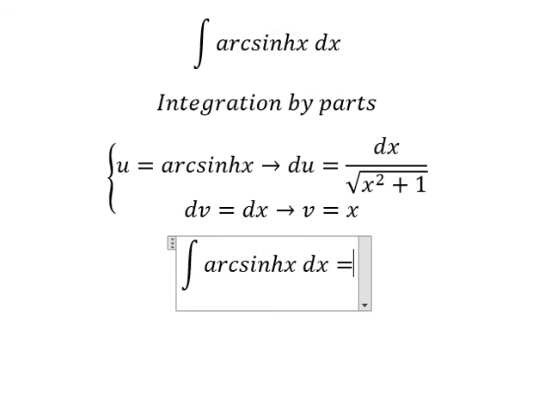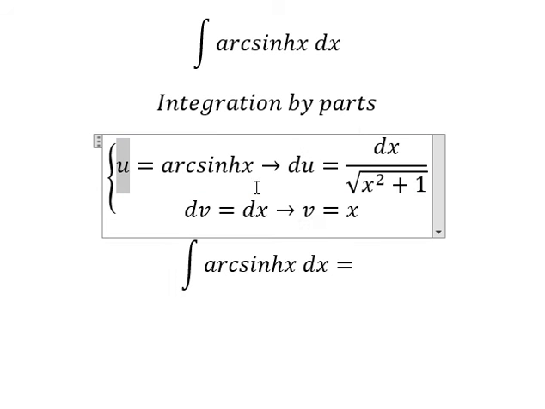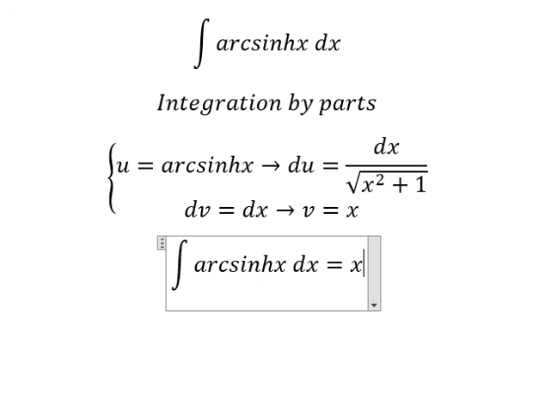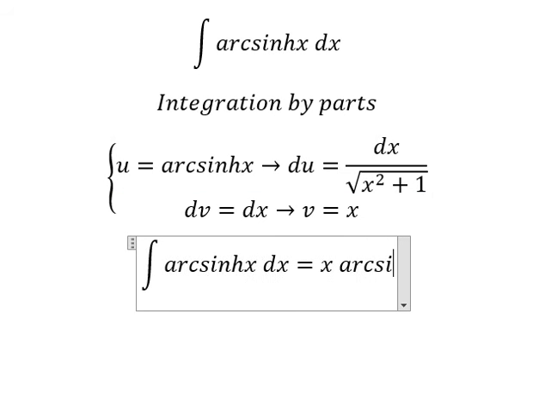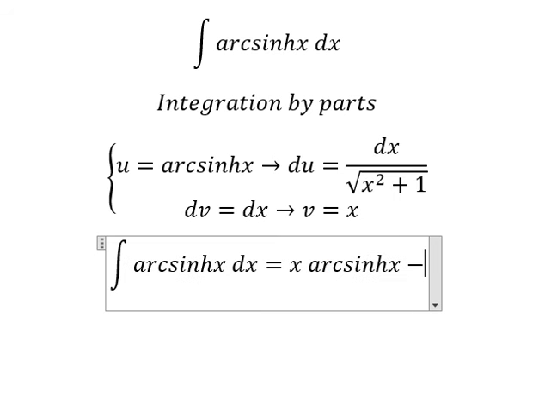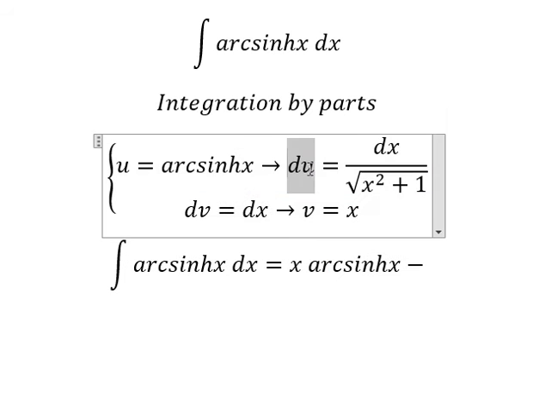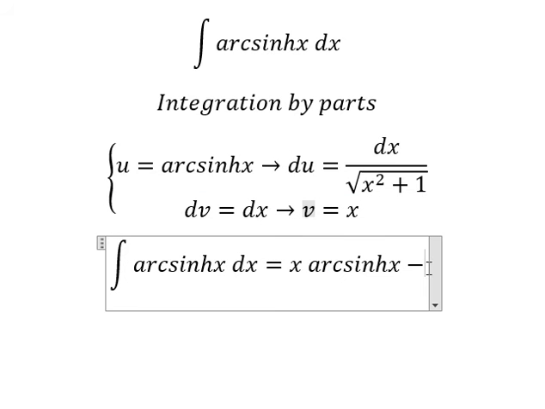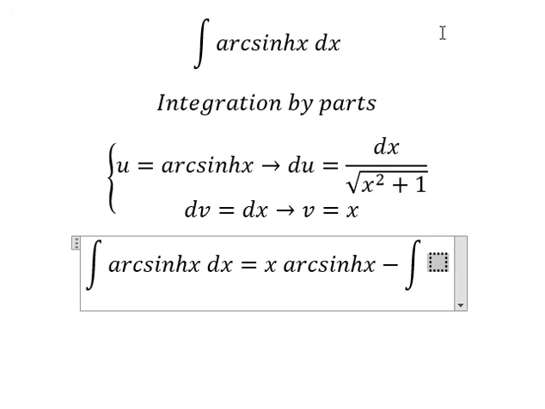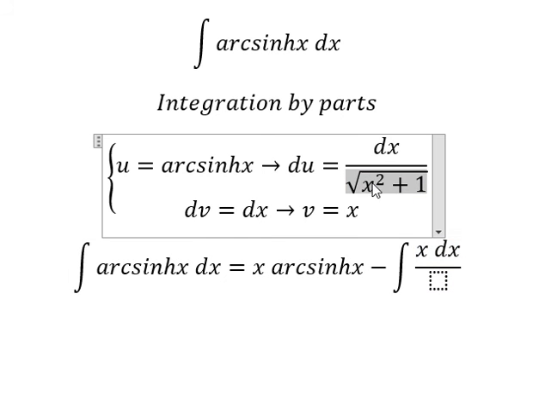So we have u multiplied by v, so we have x arcsinh x, minus the integration of v du, so we have the integration of x dx over the square root of x squared plus 1.